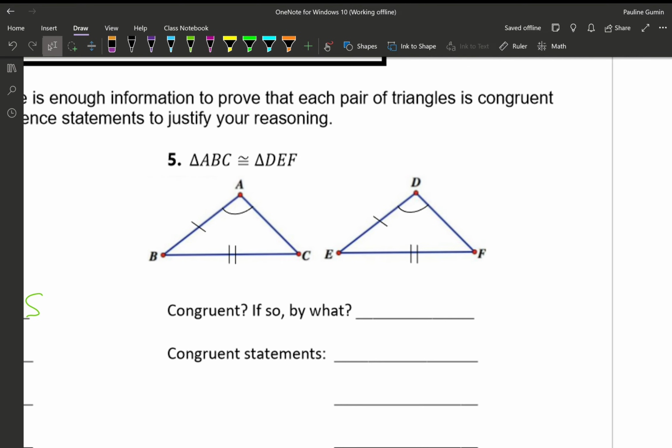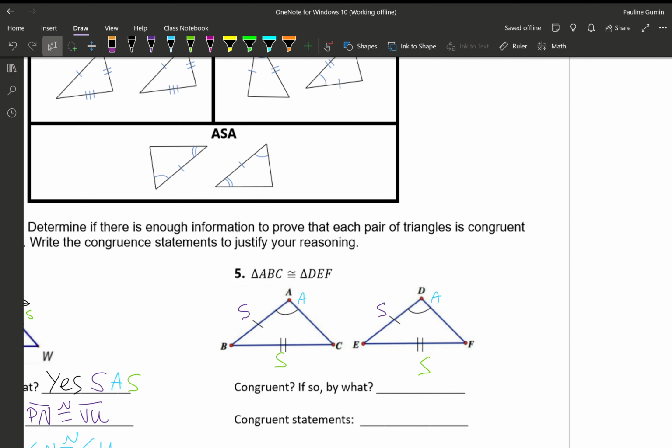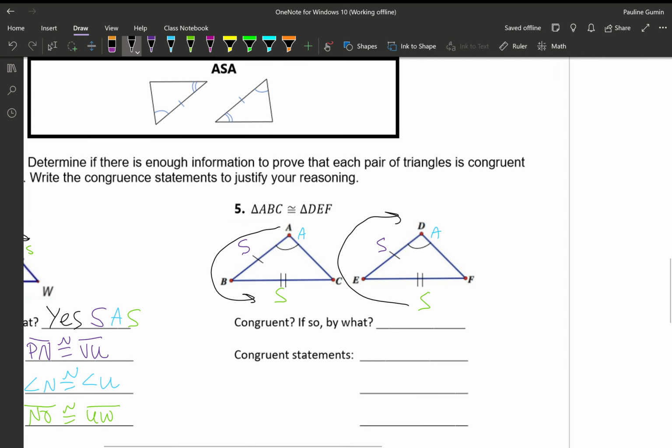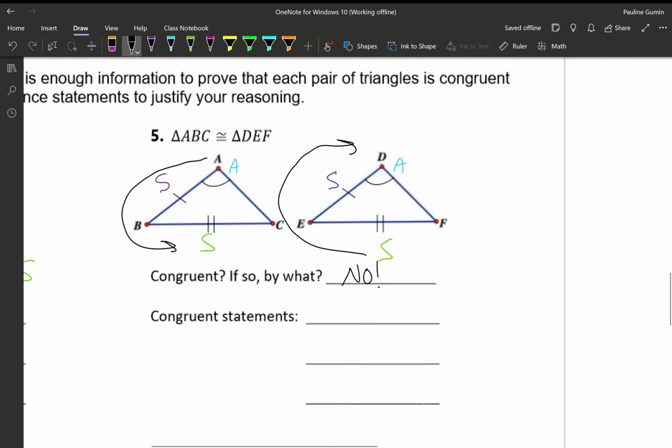Once again, we have 3 things marked. Okay, let's see if they are actually congruent. So I have a side here, then an angle, and then another side. Let's check out the other one. We've got a side, we've got an angle, and a side. Now, unfortunately for us, we do not have anything that goes SSA or ASS, right? So nothing that would connect these 3 things or even those 3 things. So this is not congruent, but we can still write our congruency statements.